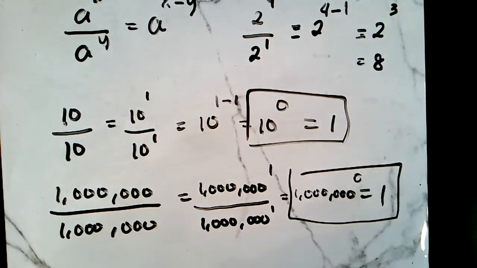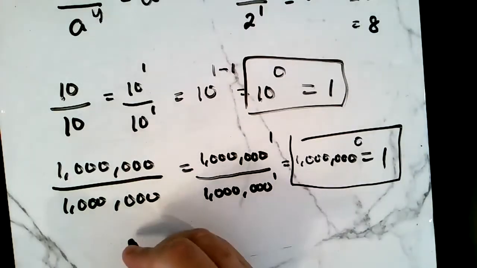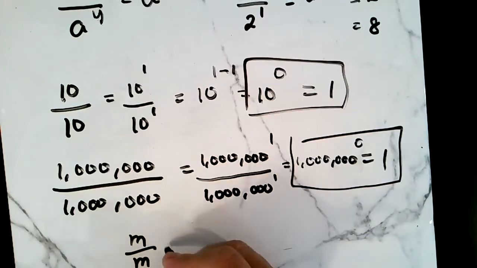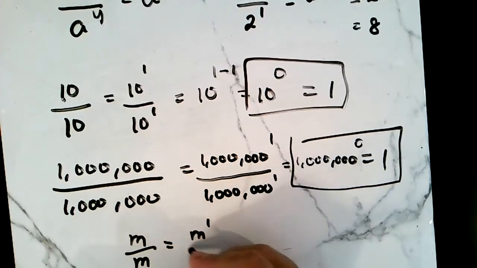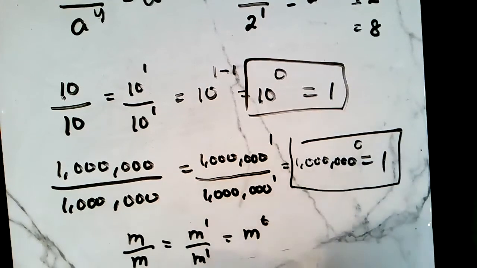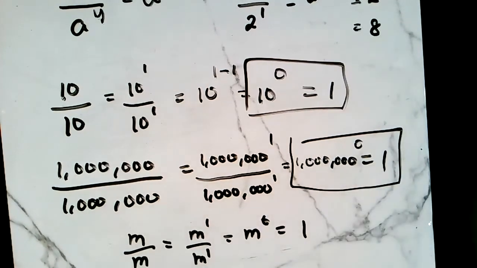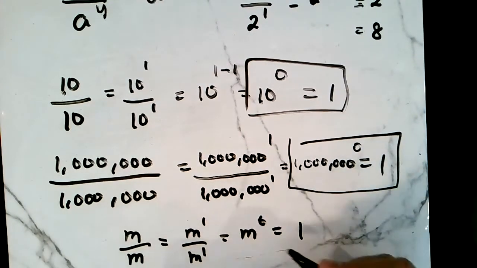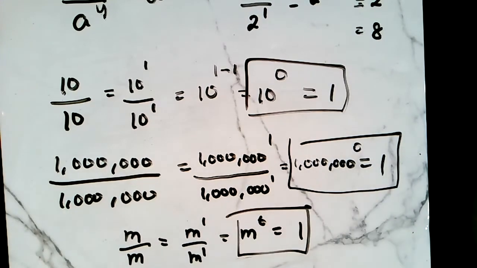Basically, this means anything. If we have m divided by m, that is the same as m to the first over m to the first, or this is m to the 0, and we know that this is equal to 1. So that answers the question: why is anything raised to the power of 0 equal to 1?